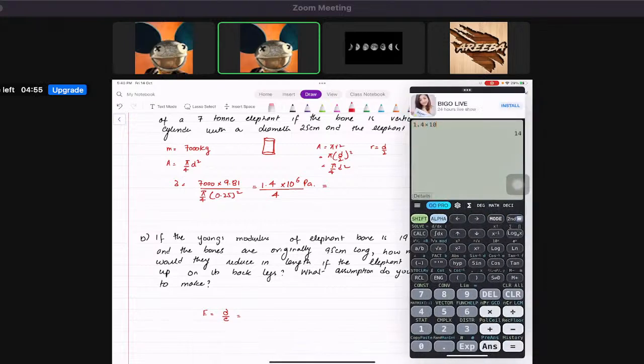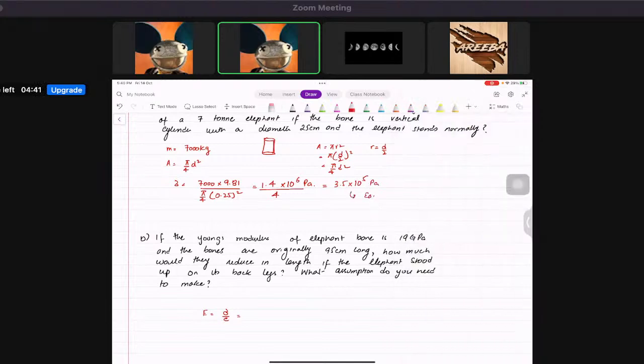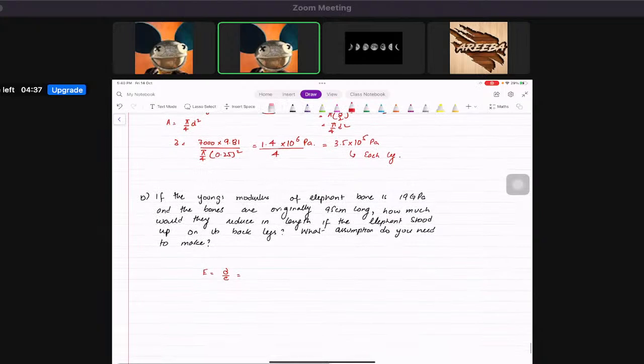1.4 times 10 raised to power 6. I just realized this, and this is 3.5 times 10 raised to power 5 pascals. This should be in each leg. Now, because he stands on two legs, I read it somewhere, the back legs, the stress is going to be 3.5 times 10 raised to 5 times 2, because now there are two legs, and the strain is what we need.